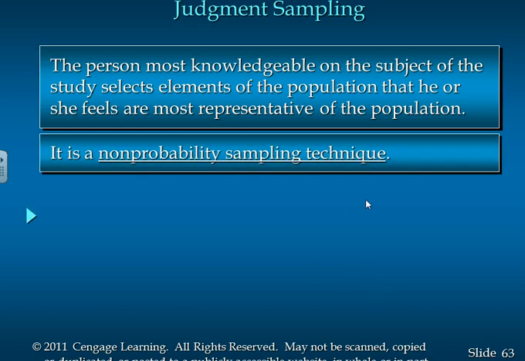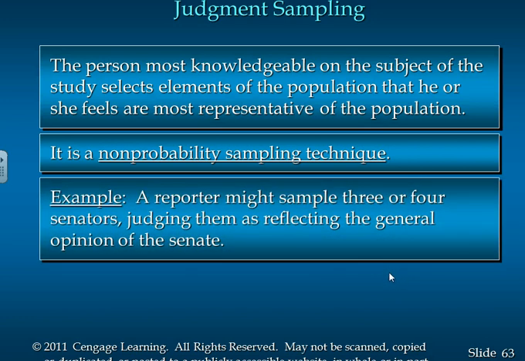It's a non-probability sampling technique, and I'm right. So a reporter decides to sample 3 or 4 senators, and that has to be the general opinion of the Senate. Are there 4 senators that have the same opinion of anything in the Senate today? Well, maybe. On the length of a traffic light being red, I'd probably have an opinion on that. Might be the same.